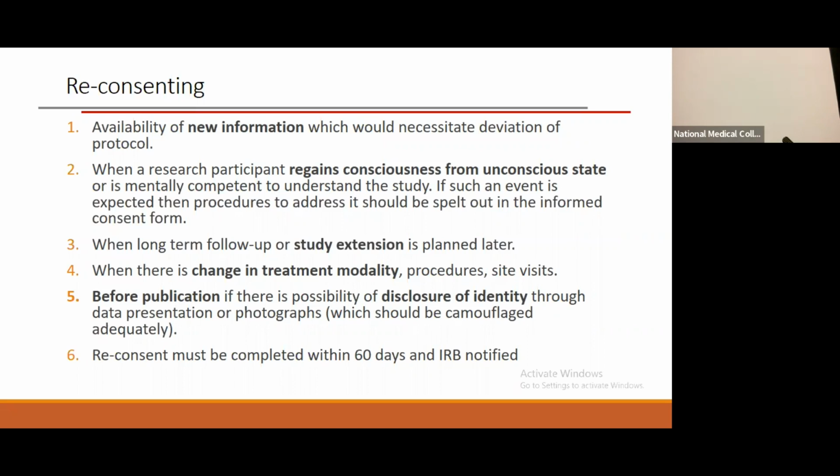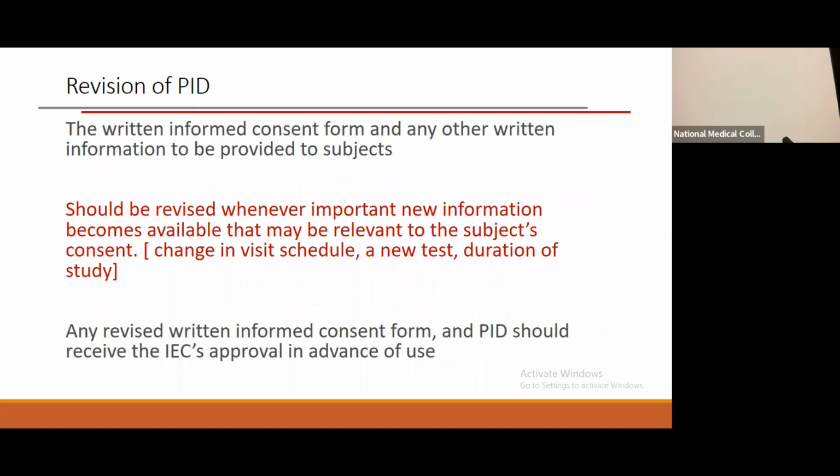All reconsenting means that the written informed consent should be revised, whatever the change in the information is: change of schedule, new test, duration of study, change in the therapy, whatever it is, you write it, and then you have to send that to the IRB or your ethics committee. The ethics committee has to be informed. What is the change in the patient information document? What is the change in the protocol? What is the change in the consent form? All has to be highlighted and sent to the ethics committee. Once it is approved by the ethics committee, only then can you use it. And it has to be done within 60 days of approval from the ethics committee.